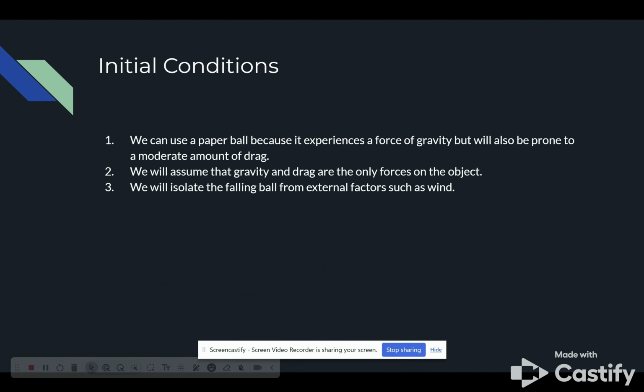The initial conditions for this experiment are as follows. First, we can use a paper ball because it experiences a force of gravity, but because of its shape and general lightweight, it'll experience a moderate amount of drag, which will make it easier to observe than a heavier, more sleek object. Also, we're going to assume that gravity and drag are the only forces acting on the object, which should be the main forces. And third, we're going to isolate the falling ball from any external factors such as wind, so we're avoiding any open doors or vents or anything like that.